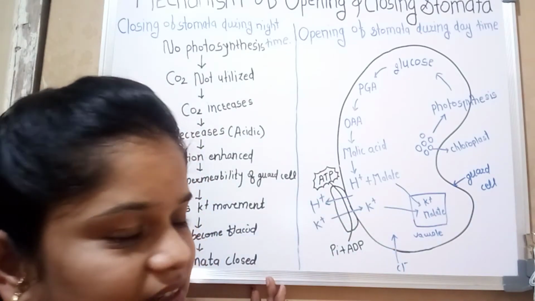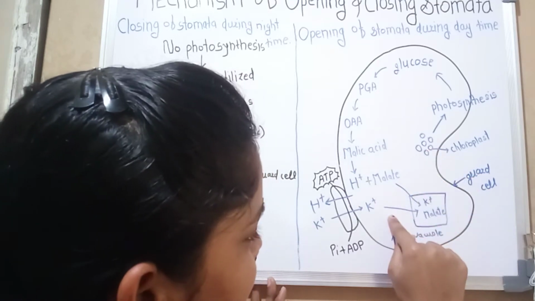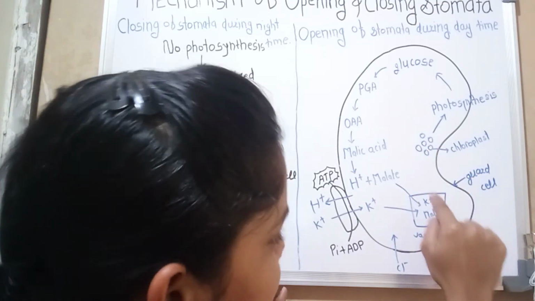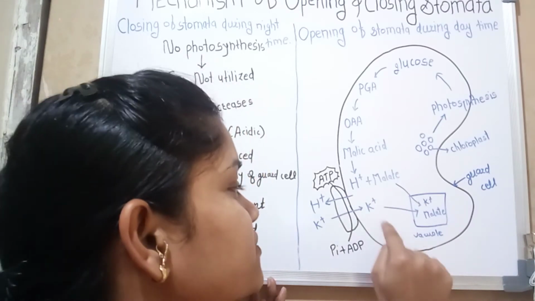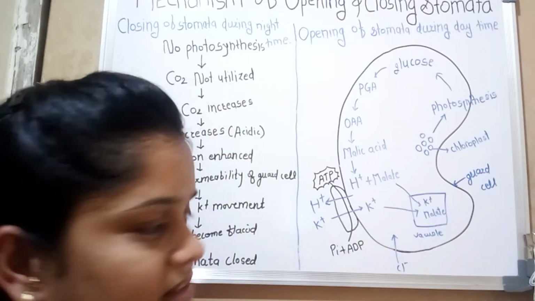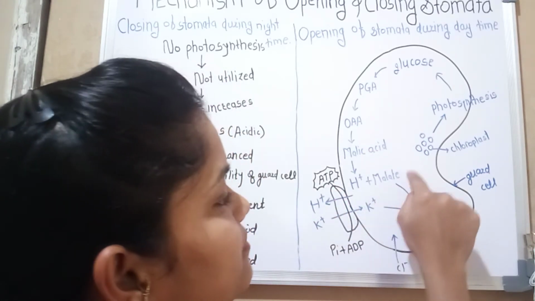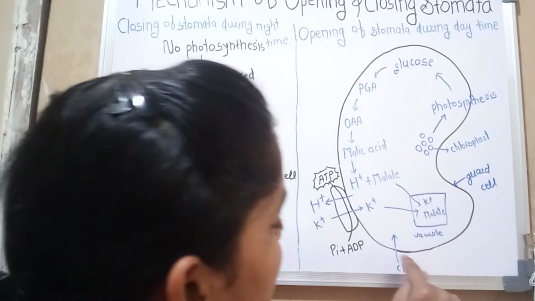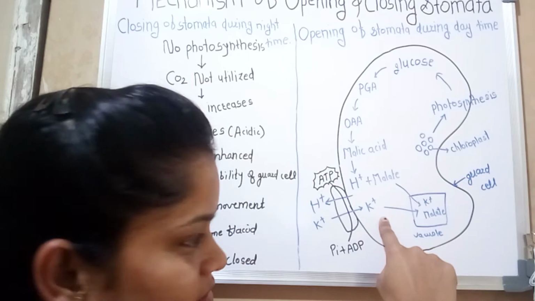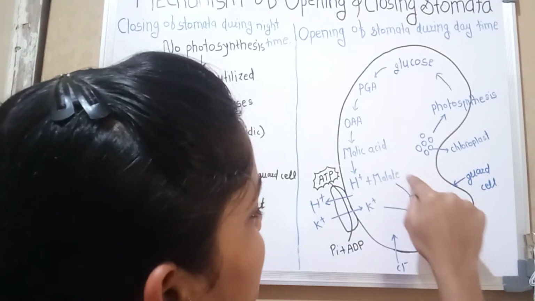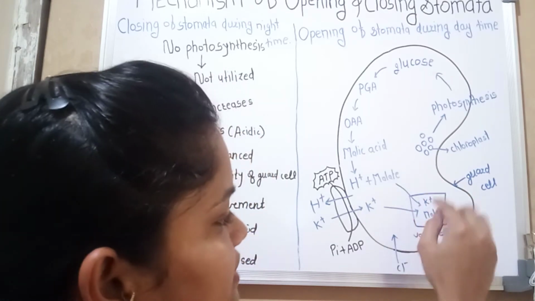So what are the compounds inside the guard cell? Malate ions and potassium ions. In addition, chloride ions also enter inside the guard cells. These potassium ions are responsible for balancing the malate ions, and chloride ions also balance the potassium ions a little bit. All these malate ions, potassium ions and chloride ions are stored inside the vacuoles.